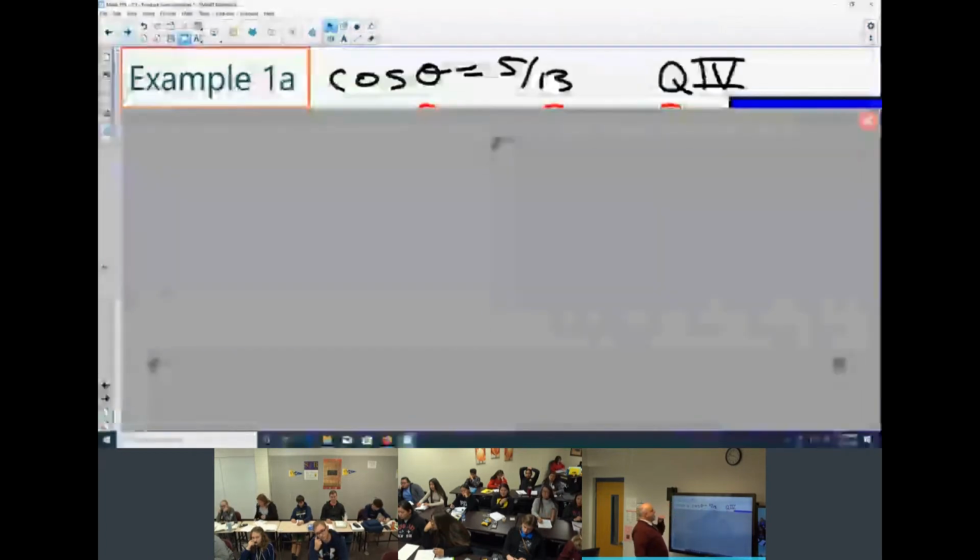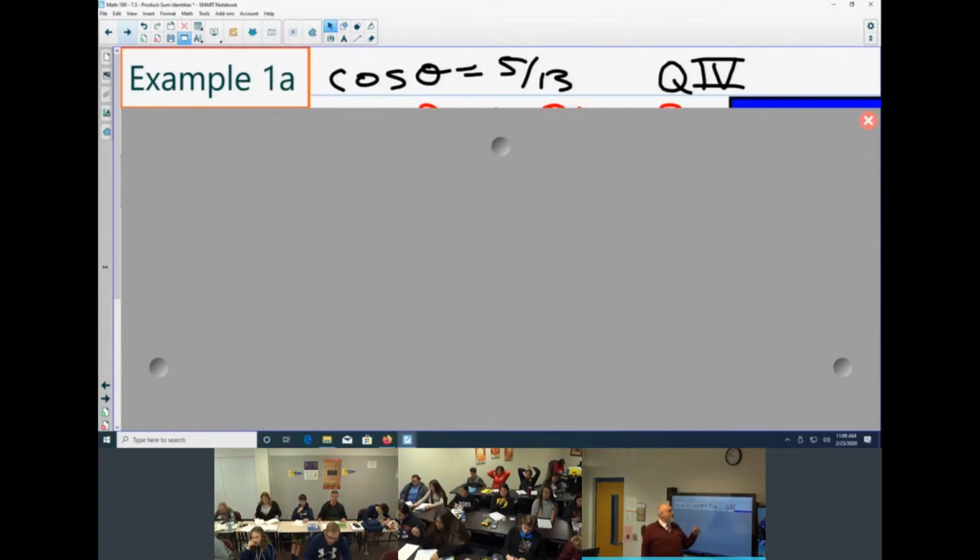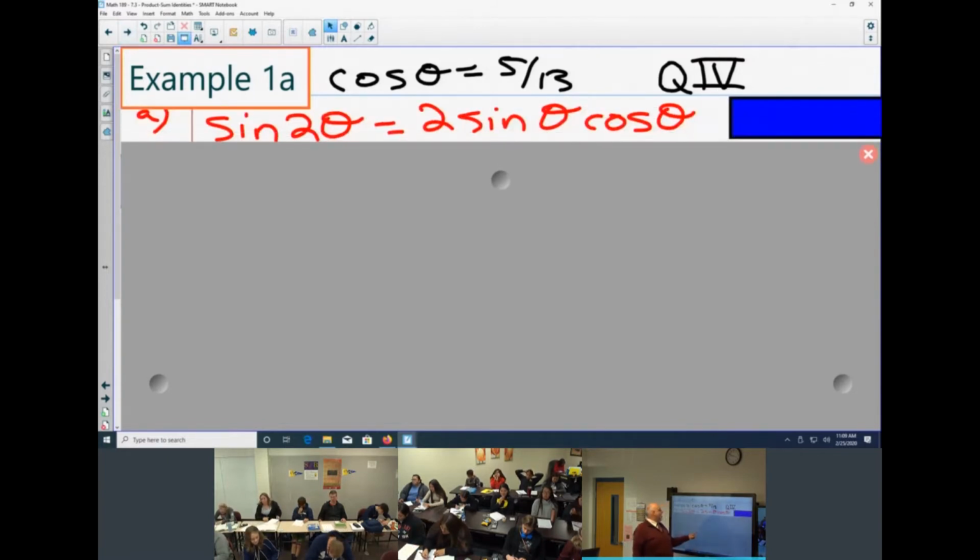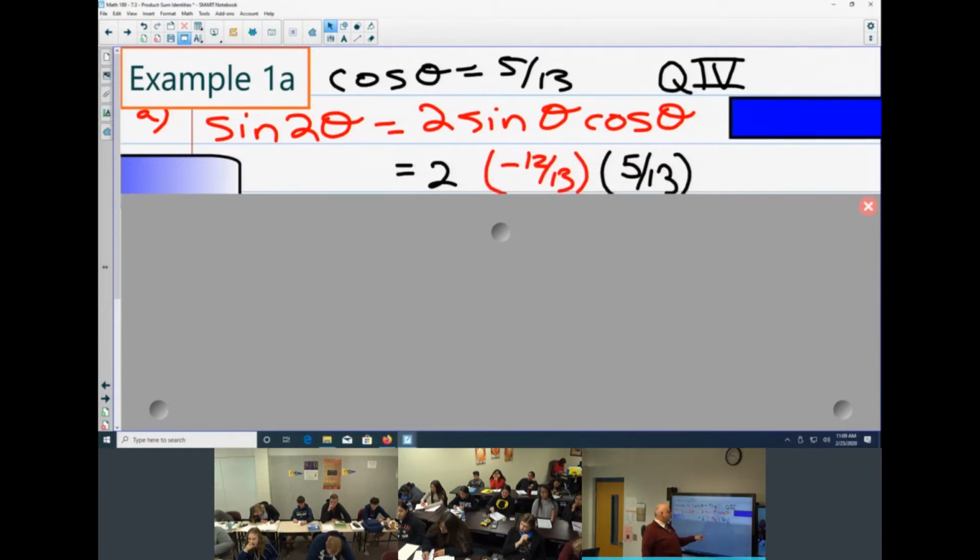Let's say that I'm told that the cosine of theta is 5/13, and I'm in quadrant 4, and I want to find the sine of 2 theta. To find the sine of 2 theta, I'm going to use this formula: 2 sine theta cosine theta. I know cosine theta, I can plug that in, but I don't know sine theta. So where is that going to come from?